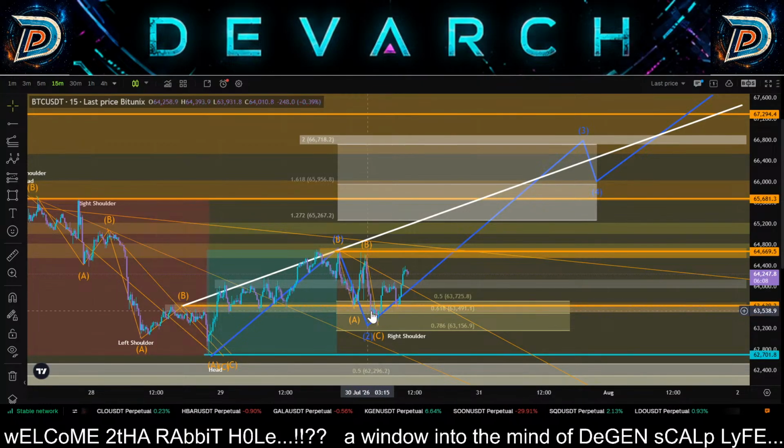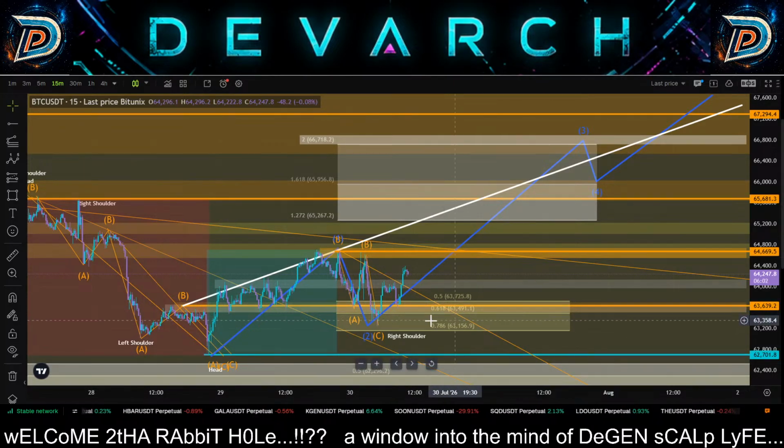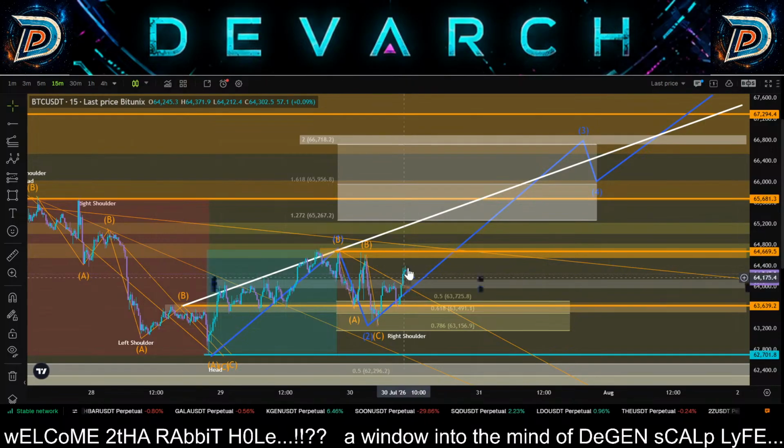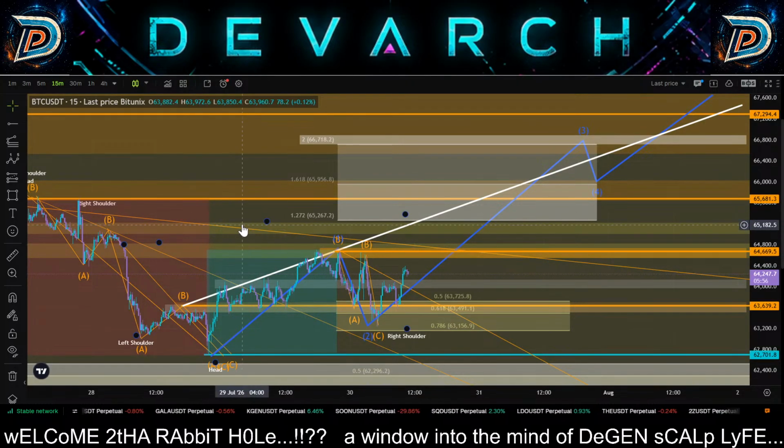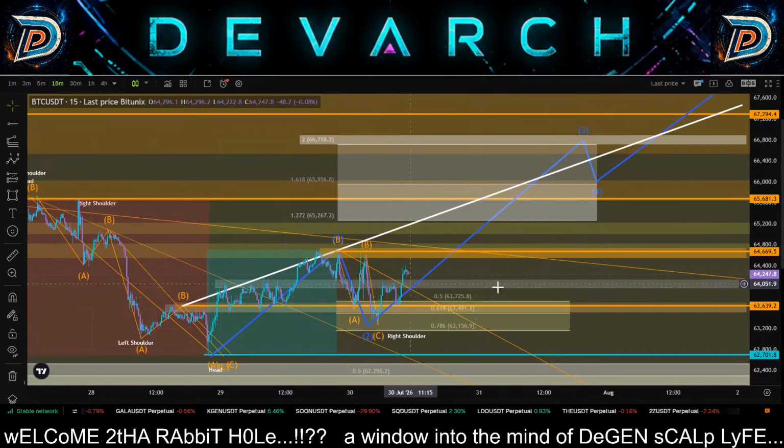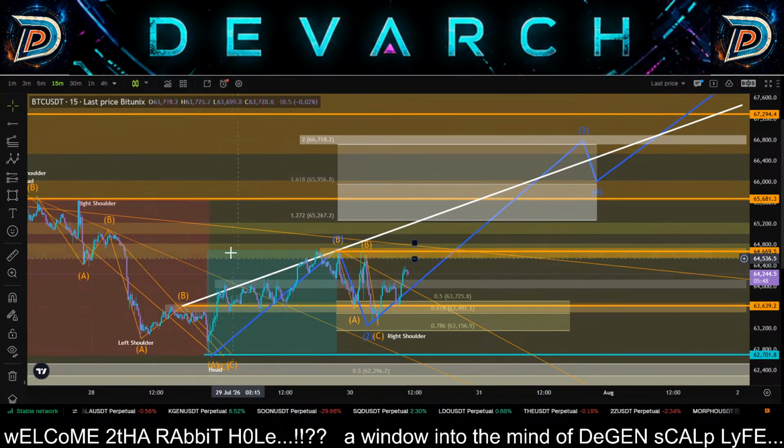And you can see here that the microwaves respected the support and resistance zone made from the break of structure. It's in the golden pocket, and extensions are more likely to the upside, which just means the odds are more on the bulls right now for the microwaves. So the current active microwave structure is bullish.